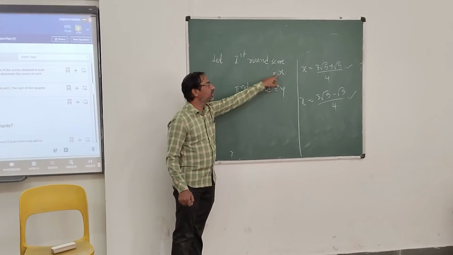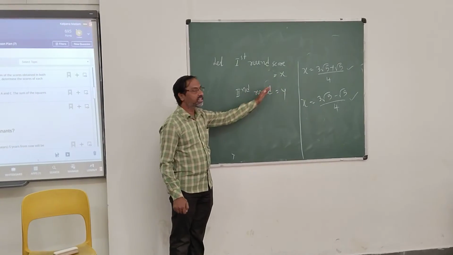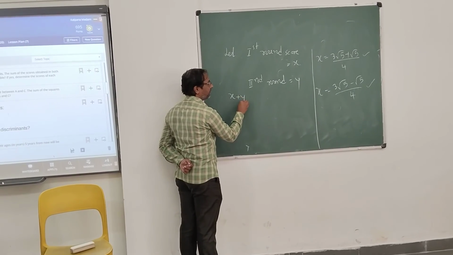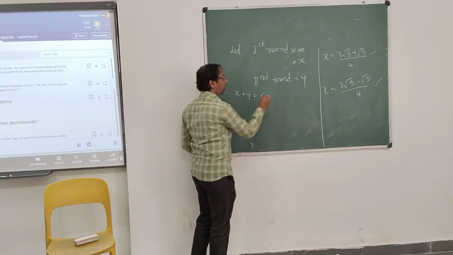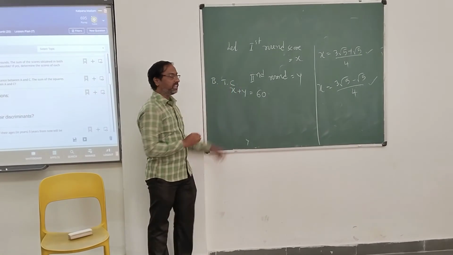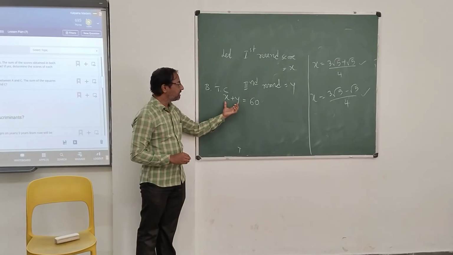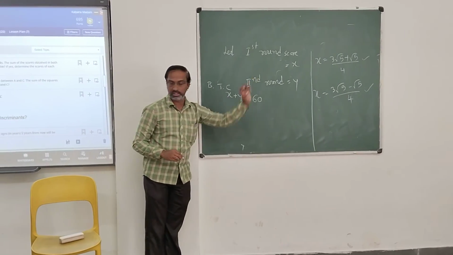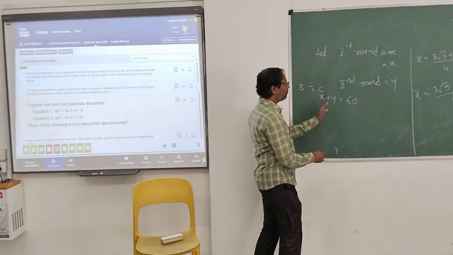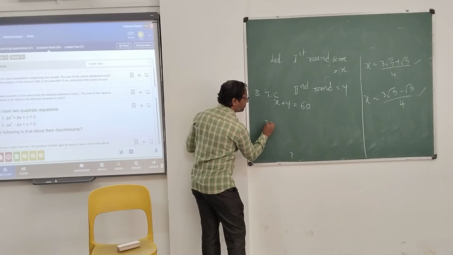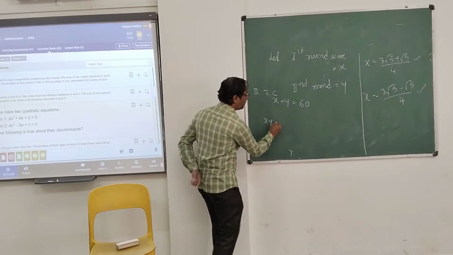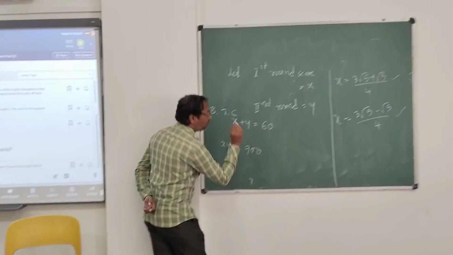So the sum of the scores. What is his score in the first round? x. What is his score in the second round? y. Sum means x plus y. And what is the sum of the scores? It is 60. So we use the first condition, by the condition, the sum of the scores is 60. Now next one. The product of the scores is 900. That is nothing but x into y. First round score x, second round score y, and the product is 900.